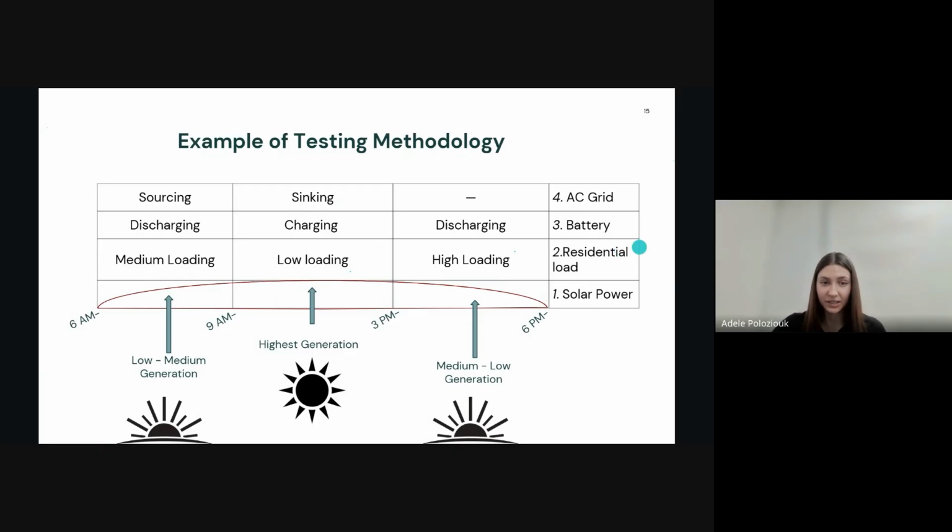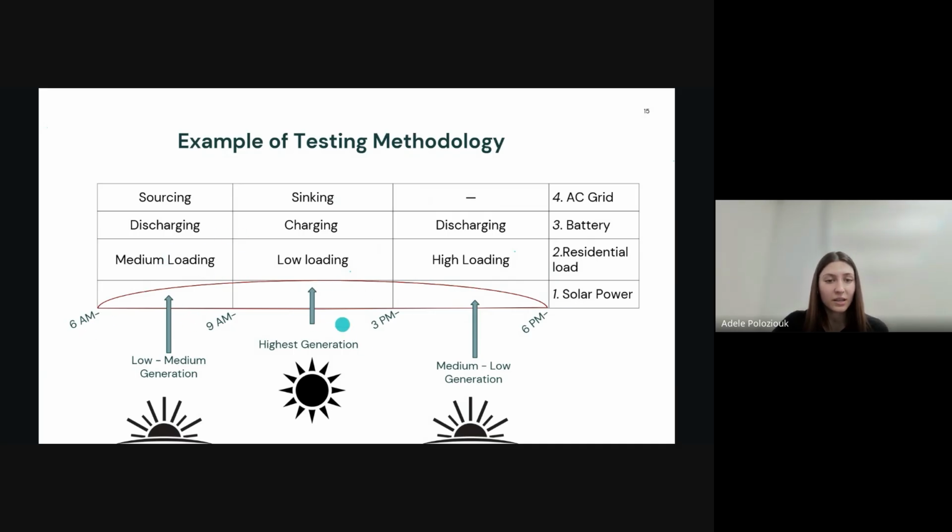After testing this, we can look into the battery. This will be looking at the amount of battery power that will be given based on the residential load and the solar power. So in this case, we have the battery discharging because there's not enough solar energy, just a low amount, and we have a medium amount of loading. So the solar power can't supply the full need for the house, so the battery will step in.